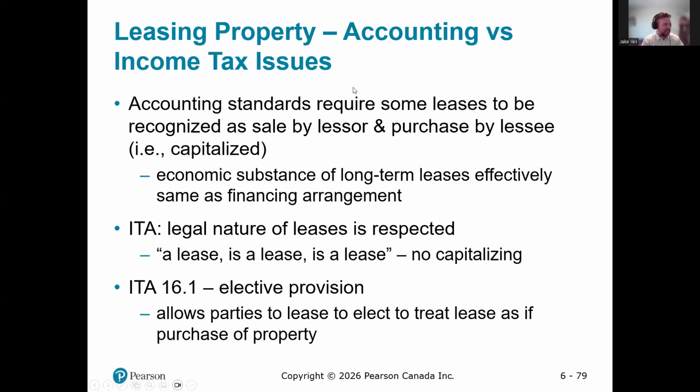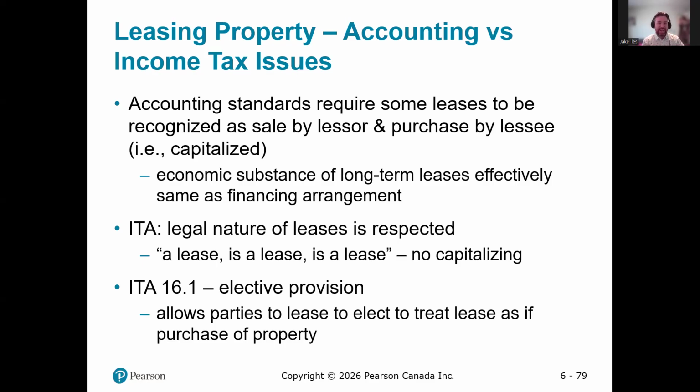Just to finish off the lease conversation, so leasing property, from an accounting standpoint, if the terms of a lease are functionally the entire cost of the asset or property, you have functionally purchased it. The lease structure is more of a financing solution than an actual rental agreement. So accounting standards require some leases to be recognized as a sale by the lessor and a purchase by the lessee. This reflects the idea of the economic substance of long-term leases. This is also called a capital lease from an accounting standpoint.